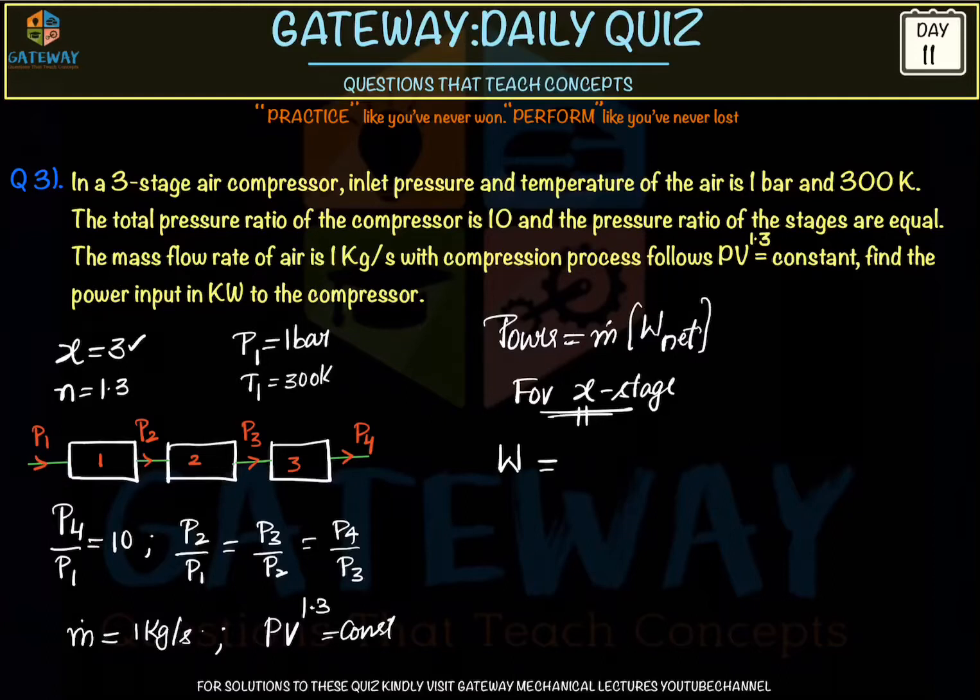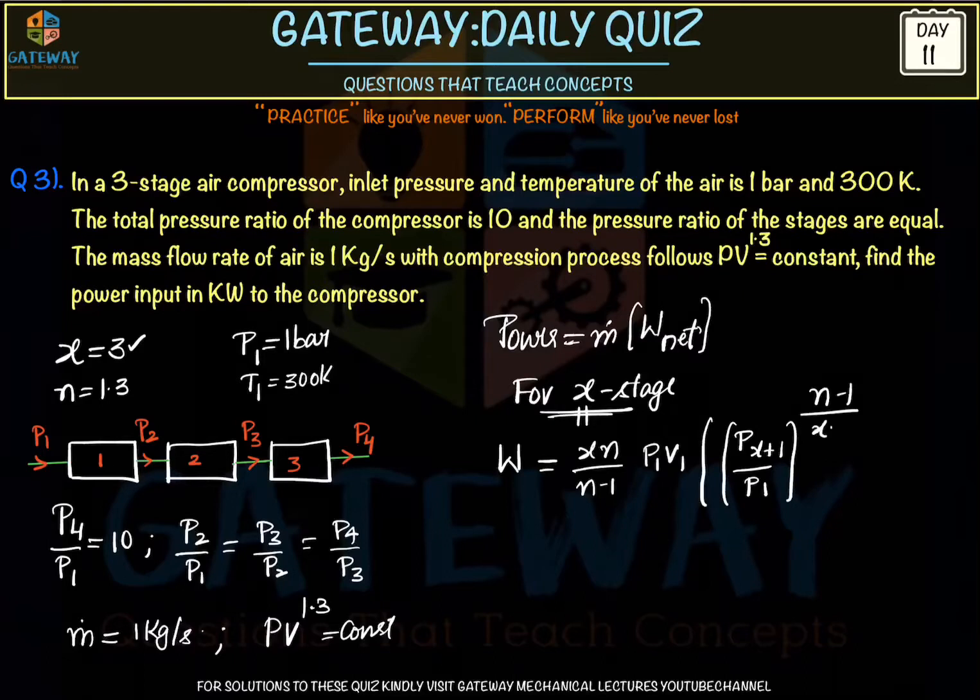For an x stage compressor, the work done is given by W. We have to remember this formula. This is a simple formula: x into n upon n minus 1 into P1 V1, that we can also write as mRT1, into (P(x+1) upon P1) whole power (n minus 1) upon (x into n). This is our work done.